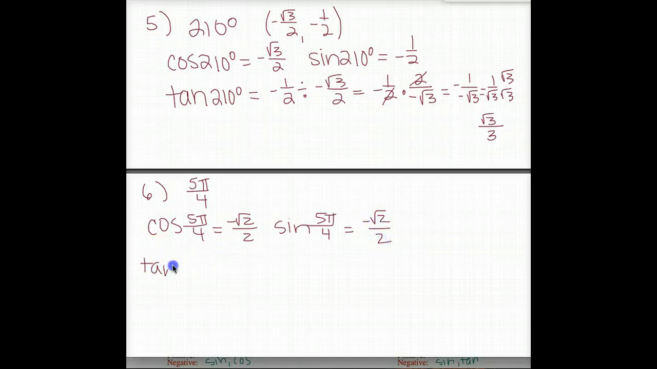My tangent of 5 pi over 4 is going to be the sine divided by the cosine, so negative radical 2 over 2 divided by negative radical 2 over 2. Now, this one I wrote this way so that you could see it if you didn't already realize. You're dividing two things that are the same. So if you want to do the whole multiply by the reciprocal thing, you can. You should still get the same answer. But when you divide two things that are the same, hopefully you know that the answer is 1. So that can save you a little bit of work there.